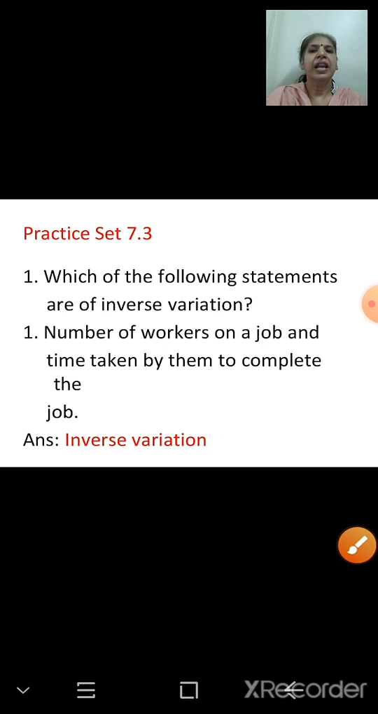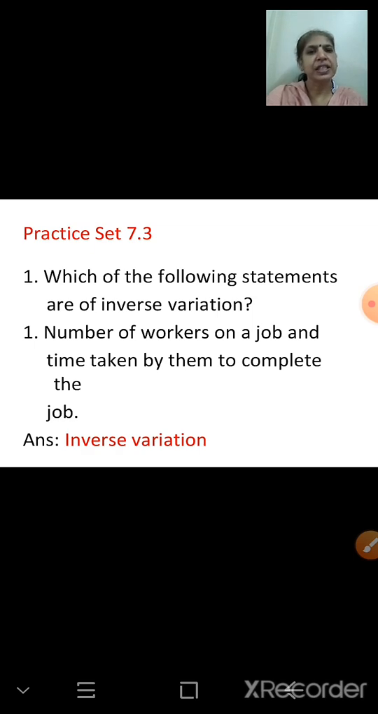Next. Now we will continue with practice set 7.3. We have already started this first question in the previous session. Again, as a revision, we are starting from the beginning. Which of the following statements are of inverse variation? We have also studied in the previous session the relation between time, work and speed. Number of workers on a job and time taken by them to complete the job.